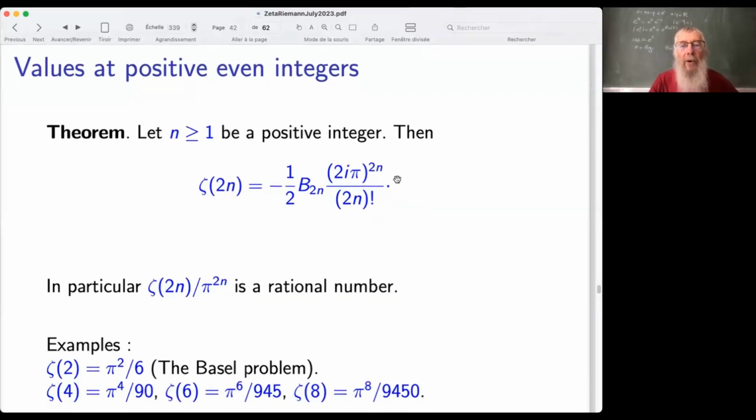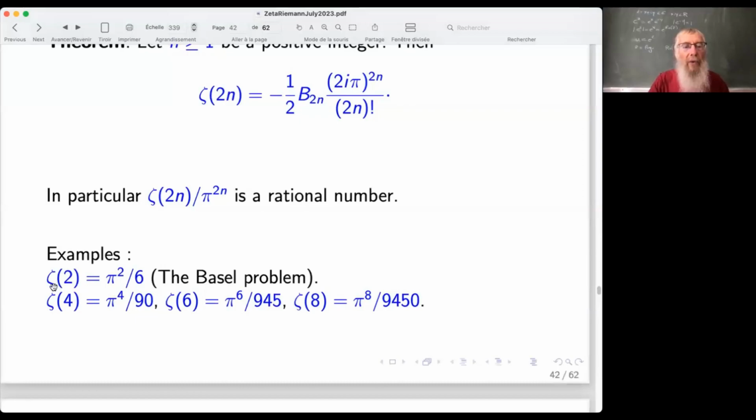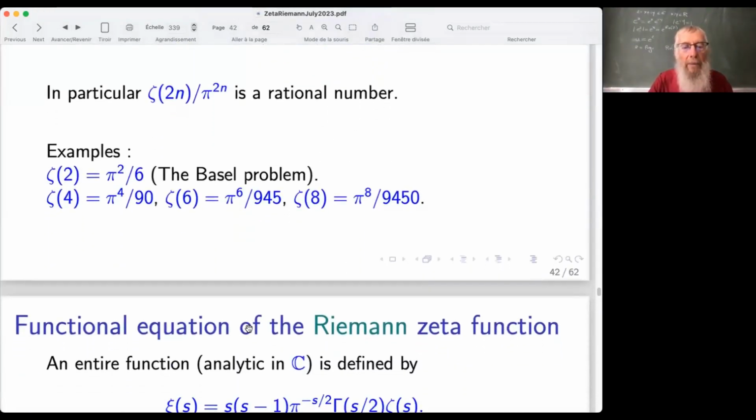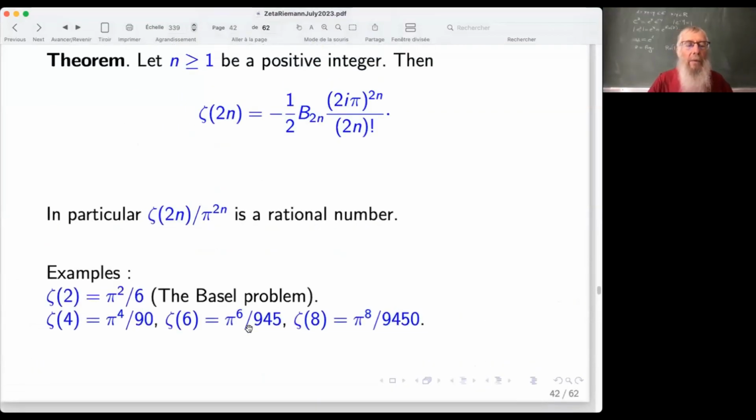It's a positive rational number times pi to the 2n, which is something which I announced before. And from that, you deduce the first values of zeta of 2, zeta of 4, zeta of 6, and so on. So this was done by Euler, but it was after he solved the Basel problem. He was able to compute all the even zeta values.